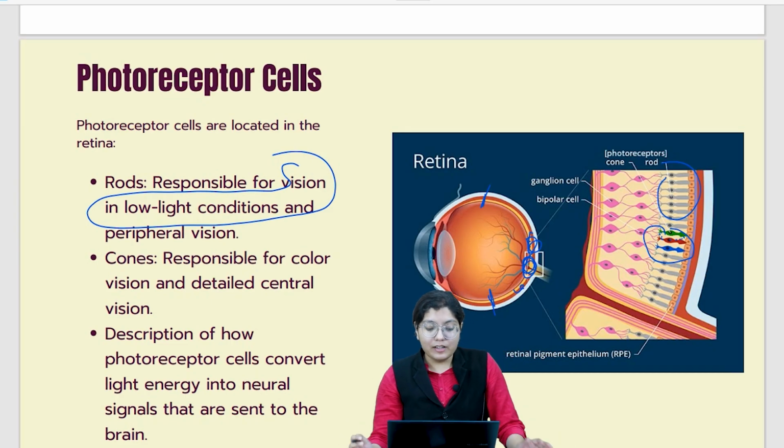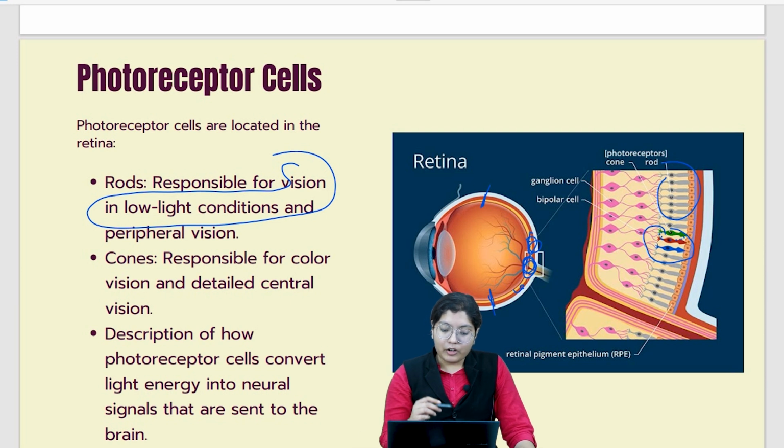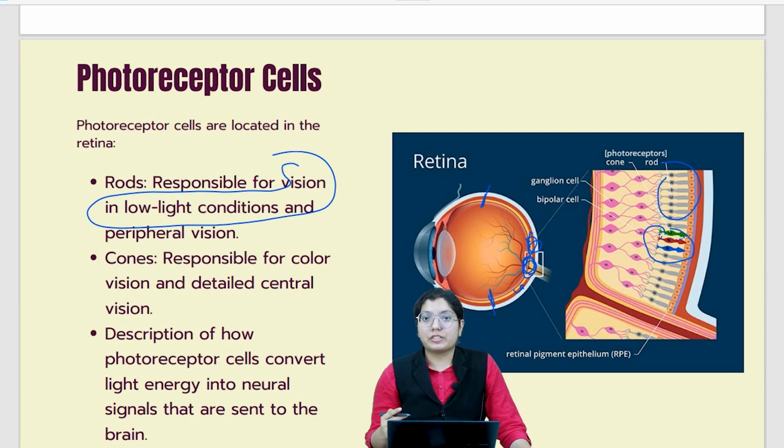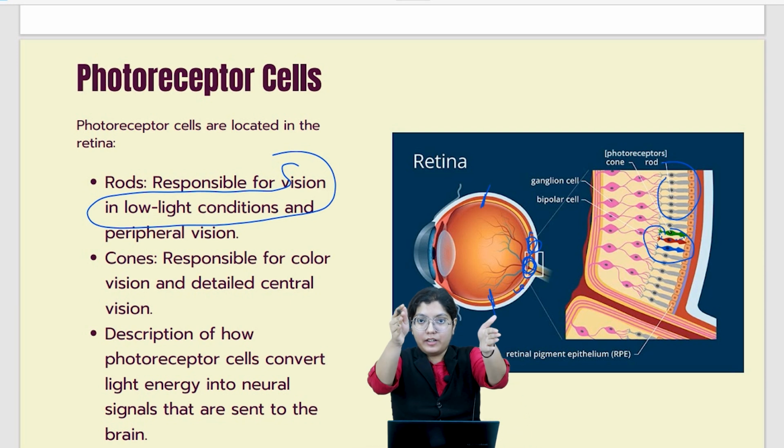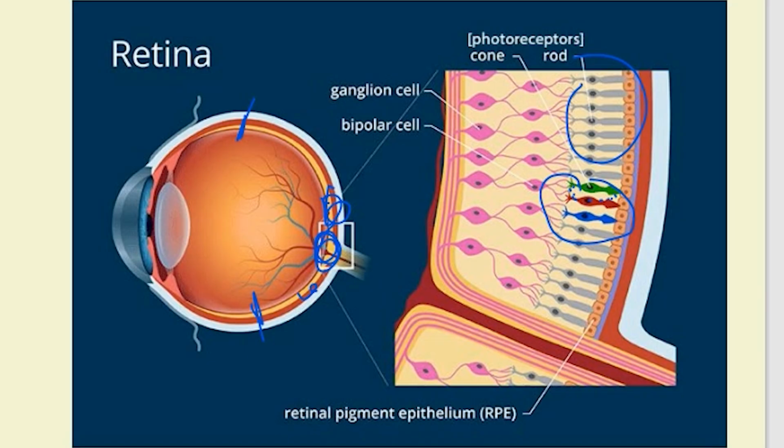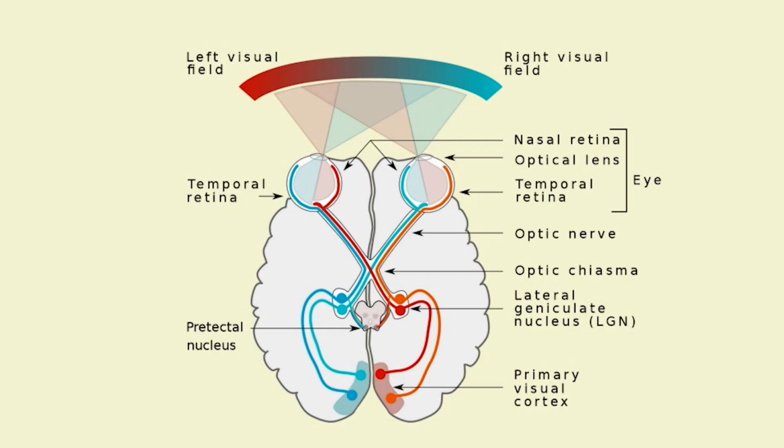Cones are responsible for your color vision. The reason you are able to see colors is because of your cones, and they are also responsible for detailed central vision. Central vision means what you are able to see right in the center, so it's here in the center of the retina. Processing visual information. How do we exactly process visual information?